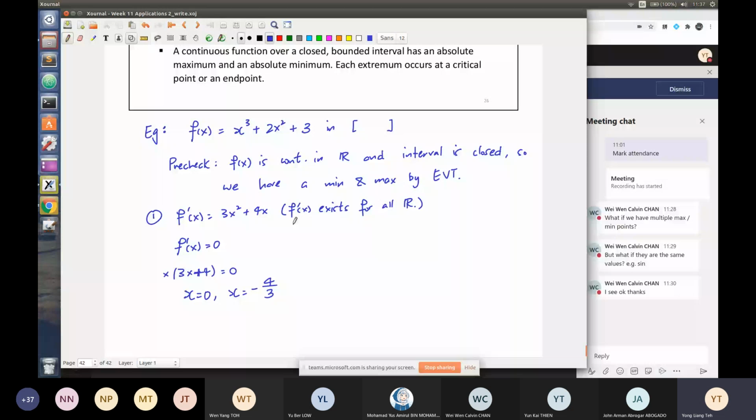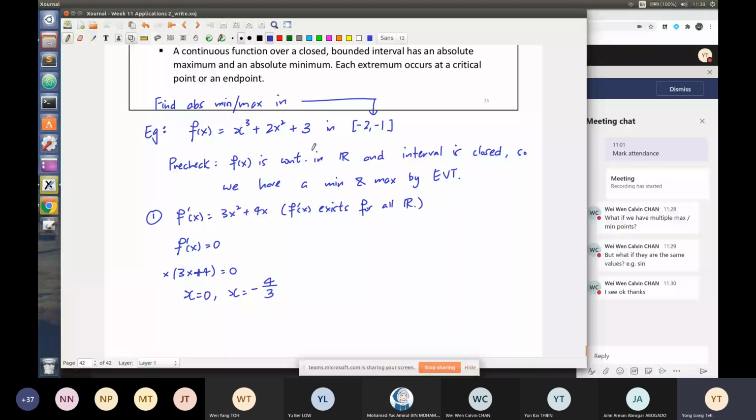So let's say I purposely put in this interval. Let's say I put this interval as 1, 3. Oops, sorry, let me put it as maybe -2, -1. So -2, -1. I ask you to find the absolute min and max in this interval. So this is my question.